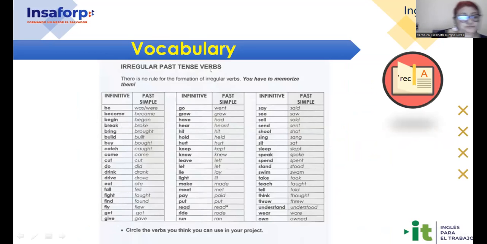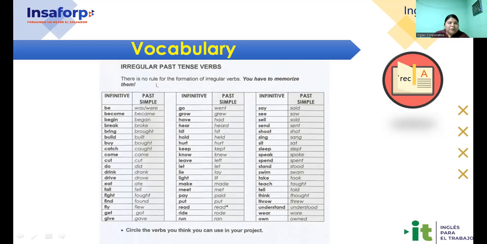Okay, so we're going to share the vocabulary for today. We have been studying these verbs, but I want you to focus on the simple past form. So we have the simple present, the infinitive, and we're going to study the past simple form. We have like 40 verbs in here. I want you to memorize them and learn them as much as possible.